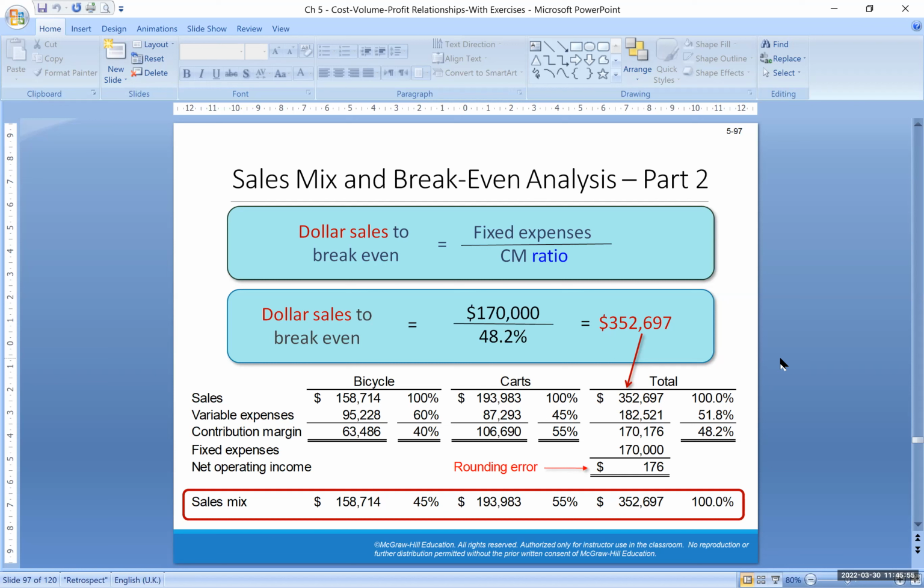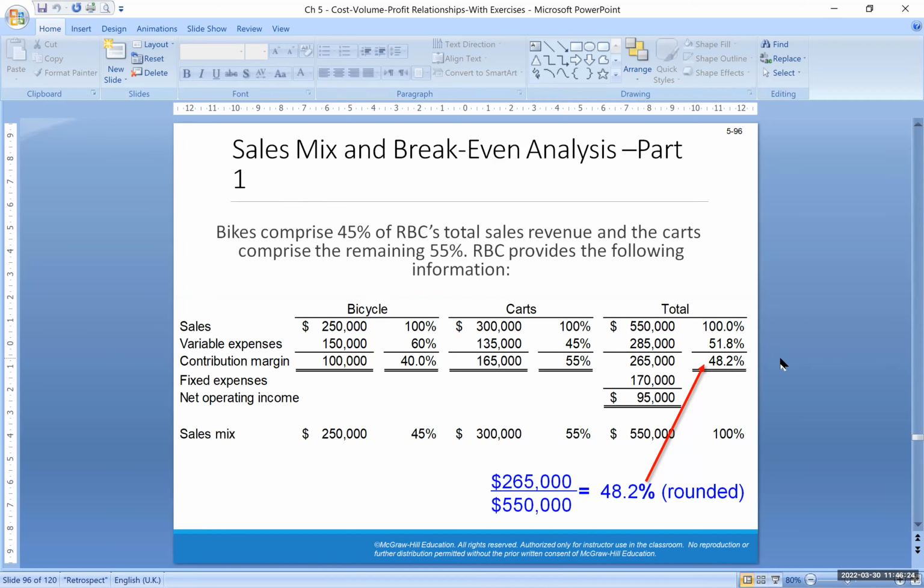So the next step is to calculate the sales from each product using the total sales to break even multiplied by the mix, 45 and 55 for our example. Something interesting here also. What are the variable costs for each product? Go back to the example. We have 60% and 45% for the two products as variable expenses. Remember, this means 60% of the sales from the bikes, 45% of the sales from the carts. These are the percentages of the variable expenses. We will use these percentages for the break-even analysis.